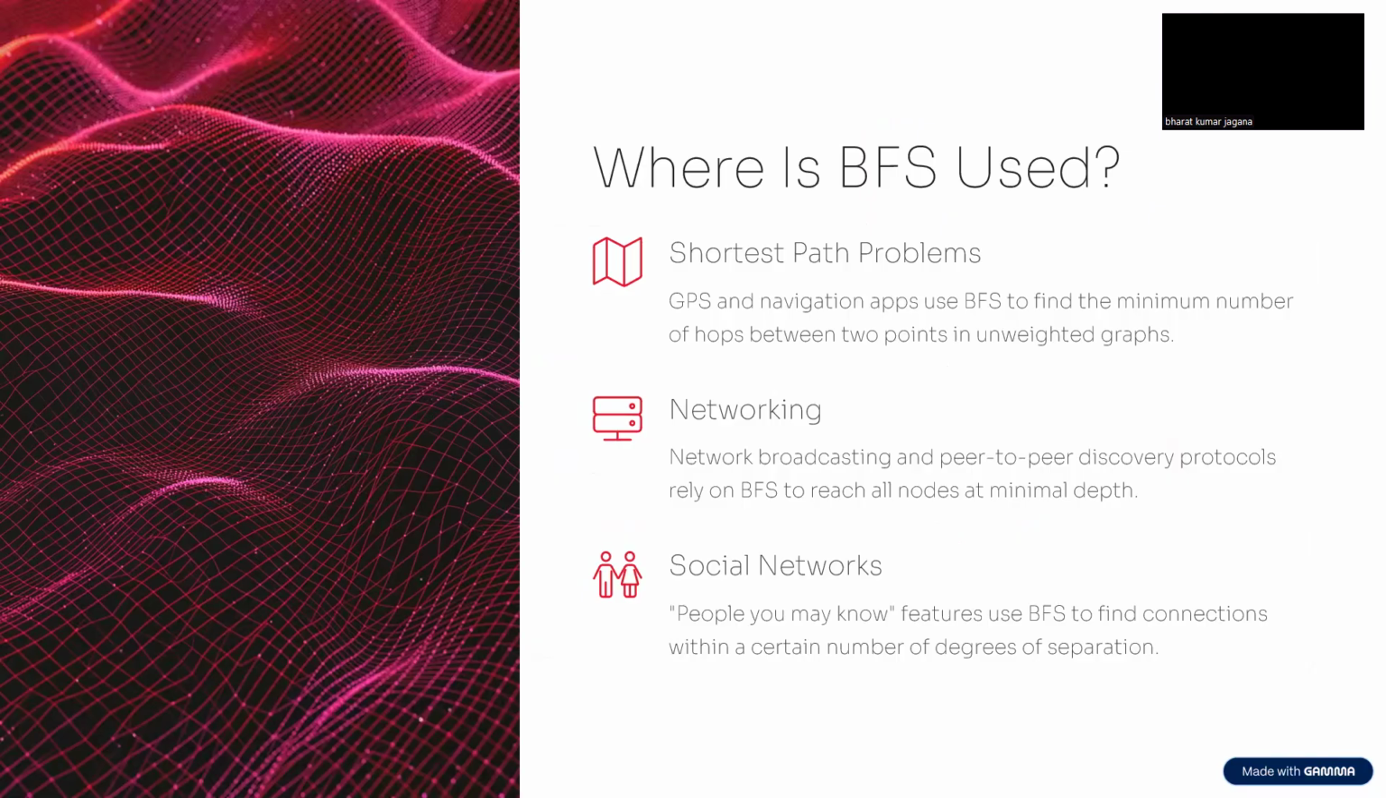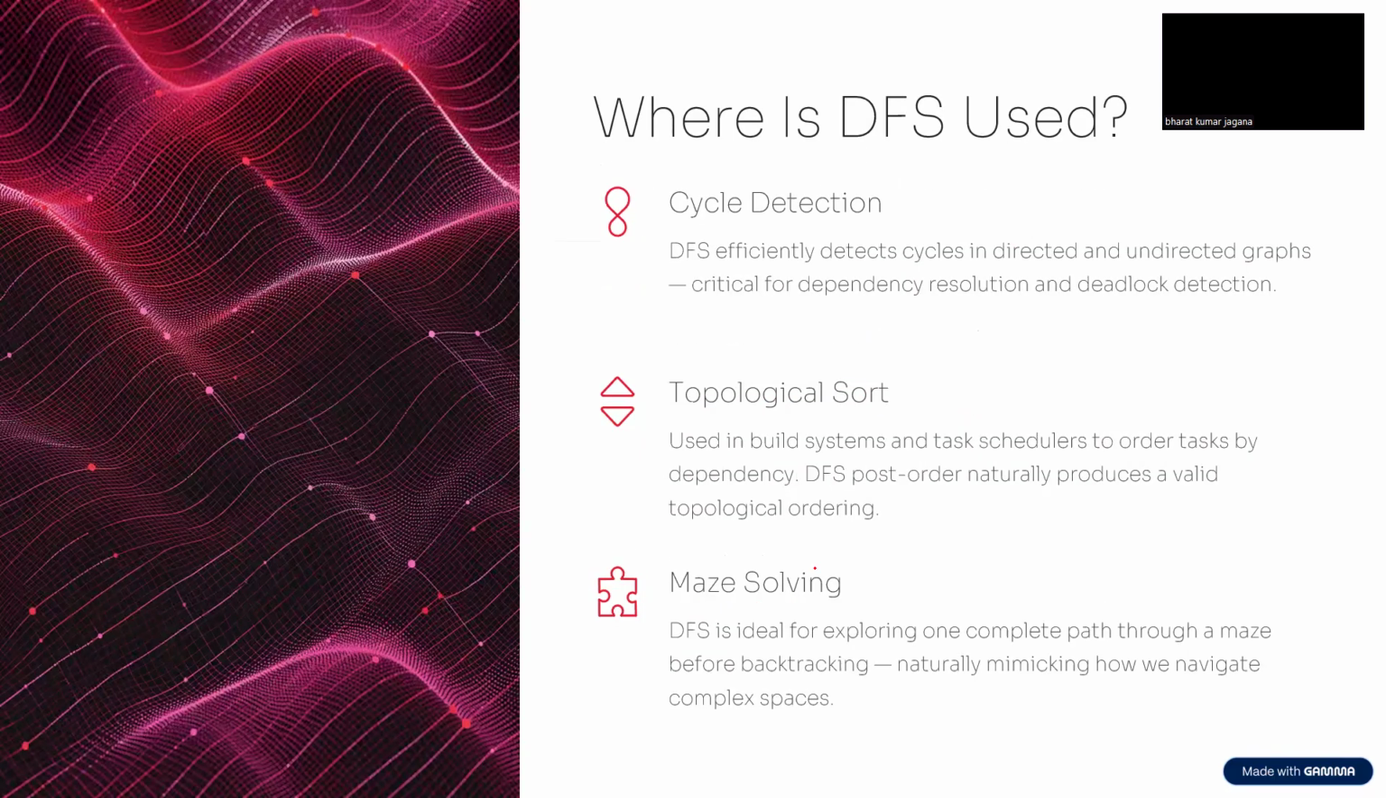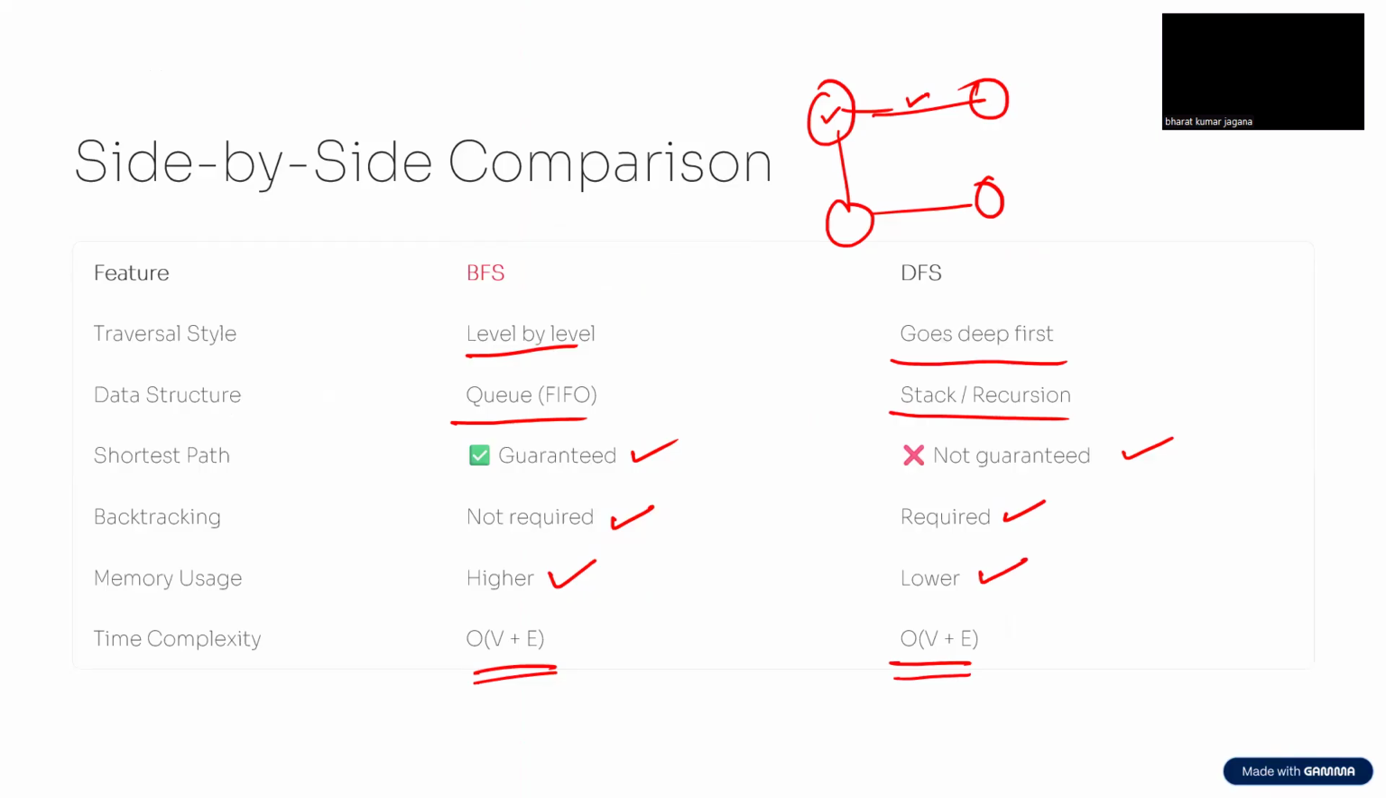Okay, when is BFS used? When you want to find shortest path problems, then you use BFS. And network broadcasting, like your WhatsApp broadcasting, uses BFS. Even social networks would use BFS. And where is DFS used? Cycle detection, topological sort, and maze solving. We have already learnt about topological sort, so please visit that video. All these three are generally used.